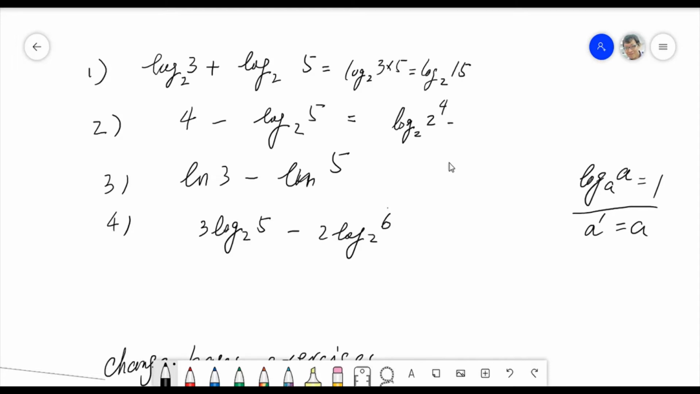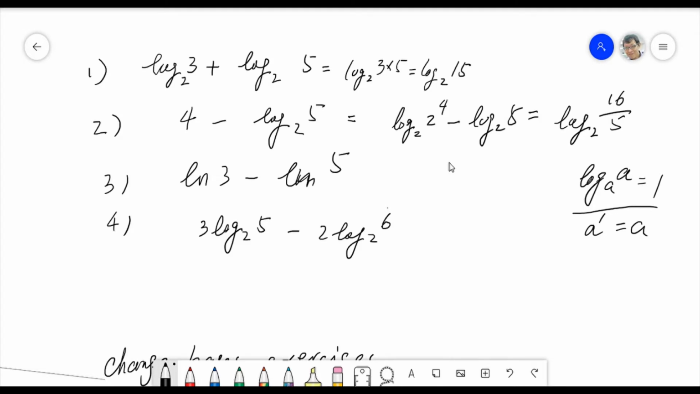And then the minus log base 2 of 5 equals what? Division, right? So log base 2 of 2 to the 4 is what? 16, right? 16 over 5. So this is the final answer, okay? This is the final answer.